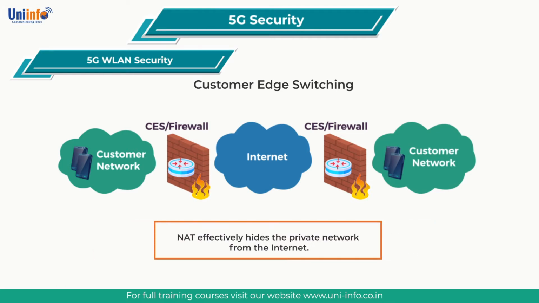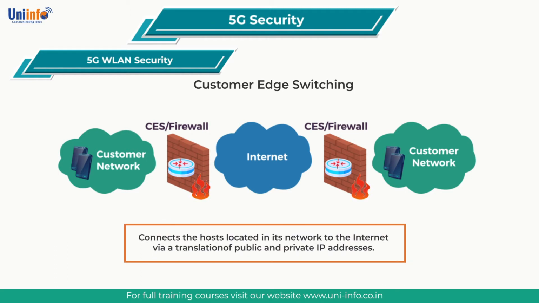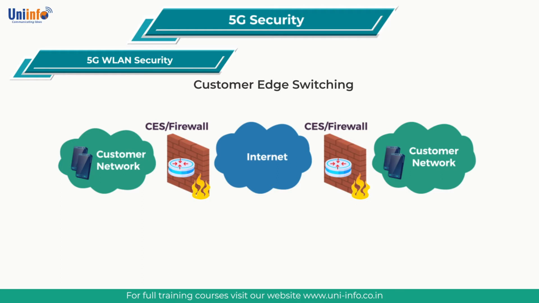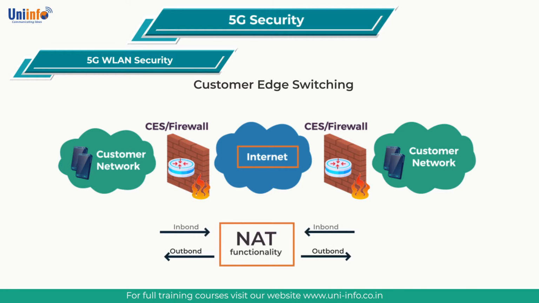NAT effectively hides the private network from the internet and connects the hosts located in its network to the internet via a translation of public and private IP addresses. By default, NAT allows outbound connections to the internet and creates a flow state to admit the respective inbound flows in the private network. However, internet-originated inbound connections towards private hosts are typically dropped due to the absence of a prior state in NAT for flow admission.